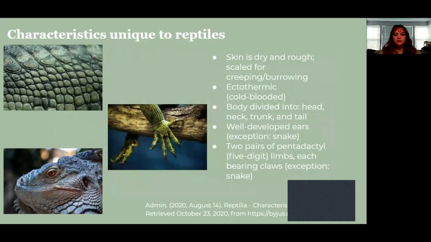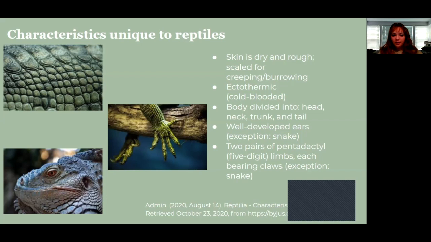So some characteristics that are unique to reptiles, once again, is their skin. It's dry and rough, and it also has scales with a further use for armor when they creep and burrow under the ground. They are ectothermic as well, which means cold-blooded, and the benefit of cold blood means that you can survive on less food. At night, cold-blooded animals let their body cool off. This reduces the amount of food needed overall to keep the body running because you don't need to heat it up. They just allow it to cool off.